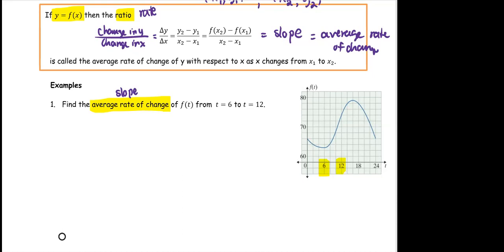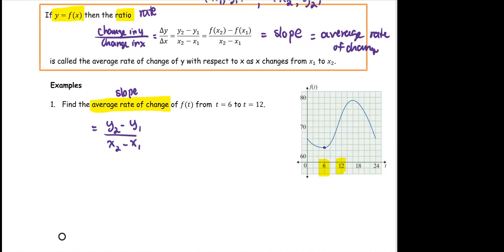When you find the slope, that means you need two ordered pairs. What are the ordered pairs that you're going to use for the problem? That's the first part where you have to put pieces together, because to find the average rate of change, the formula is going to be y2 minus y1 divided by x2 minus x1. So what are x1, y1, x2, y2 for this problem?